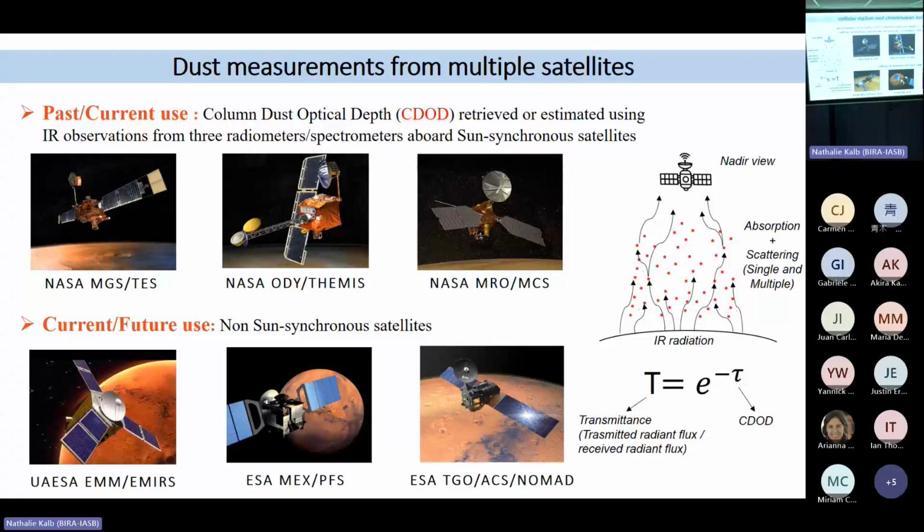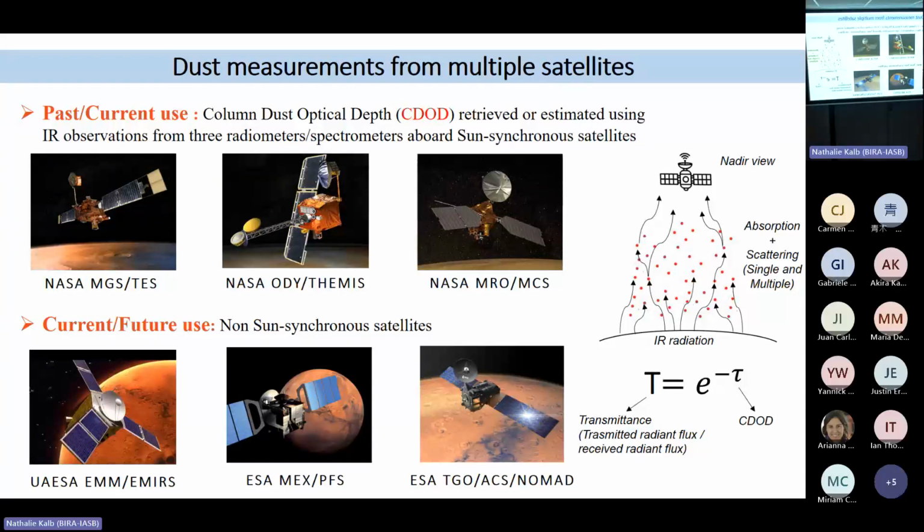So the quantity I'm mostly interested in is the column dust optical depth. As you see, all of these so far are infrared observations. So I'm mainly using infrared observations, mostly from sun-synchronous satellites, whereas these ones would be non-sun-synchronous satellites for the first time.